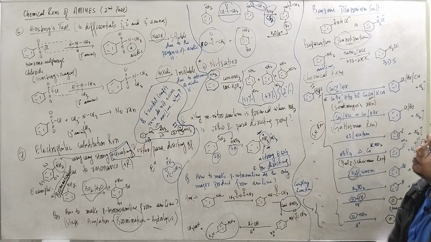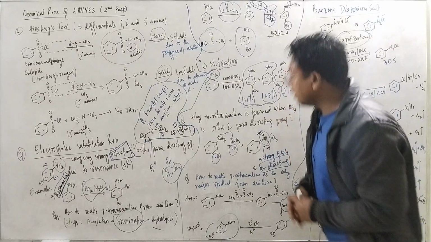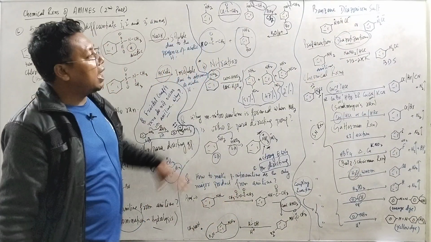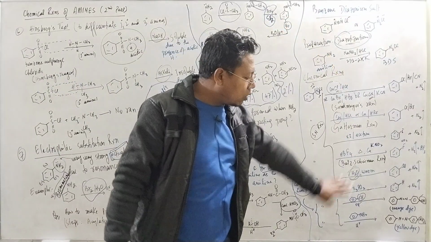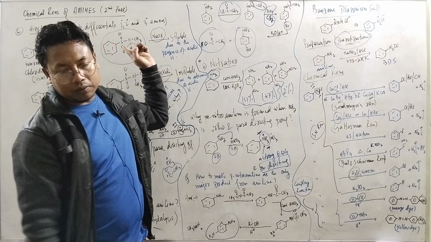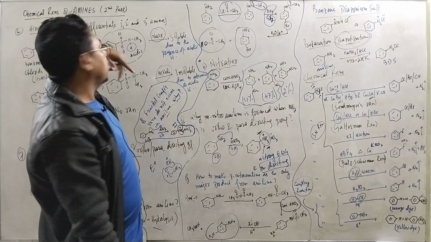Okay, now these are some chemical reactions of amines and about benzene diazonium salt. This is the end of this chapter. This is the second part of the chemical reactions of amines.